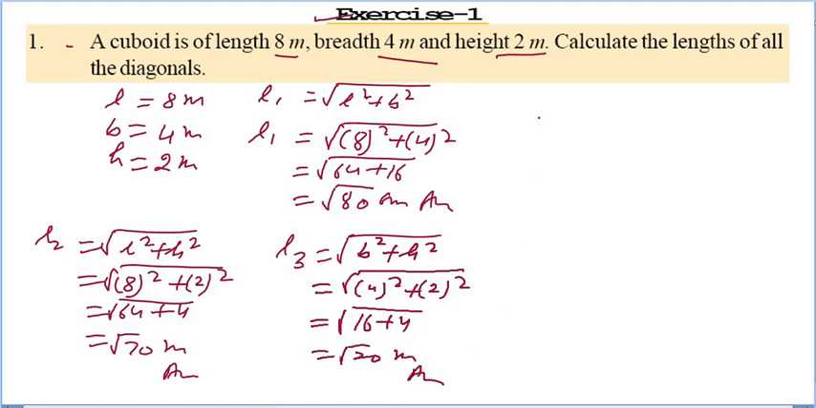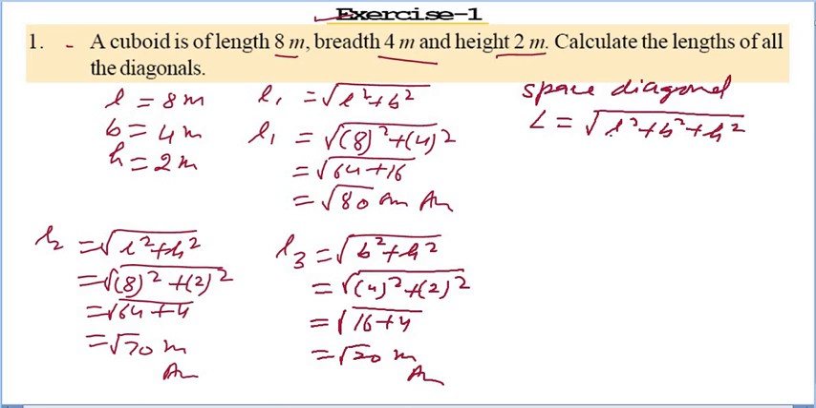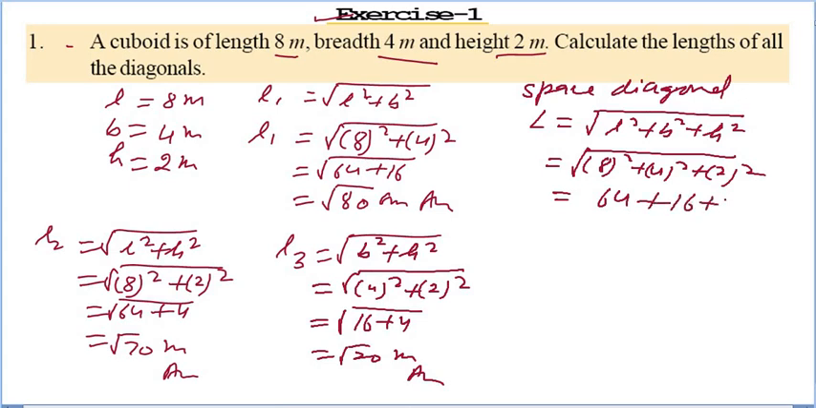Now come to the space diagonal. Space diagonal, that is the capital L, and it is your under root of L square plus B square plus H square. Now put the value. L is 8 and B is 4 and H is 2. So 8 is 64, 4 is 16 and it is 4.